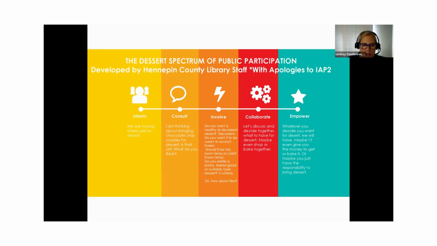On one end, you are telling this child you are having cherry pie for dessert. That's inform. You're just telling them, you're not asking them for feedback. Look, it's cherry pie tonight. On the very other end, you're putting all the decision-making power in the hands of the kids. No matter what they tell you, that's what you're having for dessert. You might give them money, you might get them to bake it, or whatever the kids say, that's what's for dessert tonight. That could be scary.